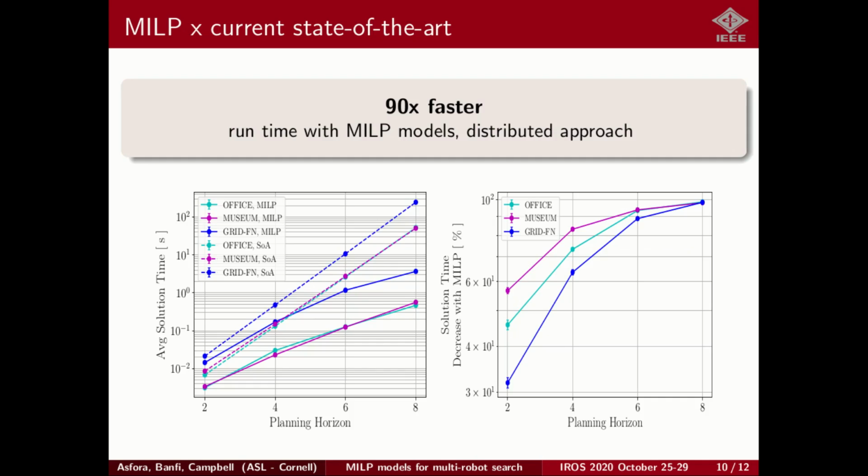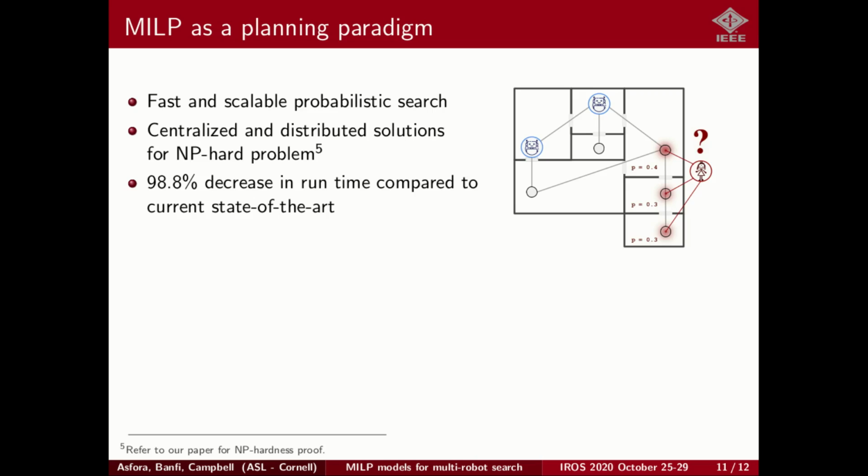We coded the path enumeration algorithm and compared it with the MILP models in a distributed fashion. And you can see here the huge difference in runtime for all environments tested. This means we can plan for longer planning horizons and larger team sizes in online applications. So the adoption of MILP as a planning paradigm allows for a fast and scalable probabilistic search approach.